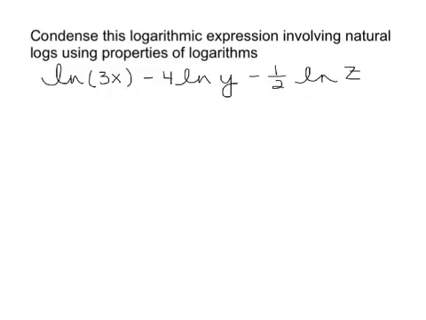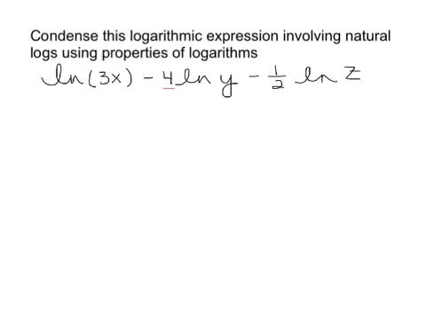In this problem, we're asked to condense this logarithmic expression involving natural logs, ln, which again means an assumed base e, using our properties of logarithms, the product rule, the quotient rule, and the power rule. So we'll begin this problem, again in the reverse order of expanding. We will pull in the powers using the power rule.